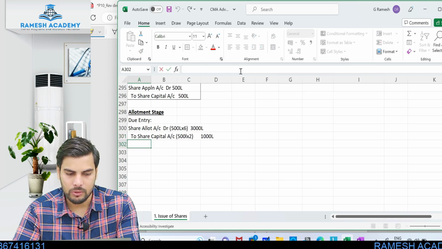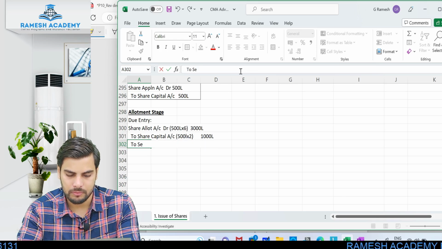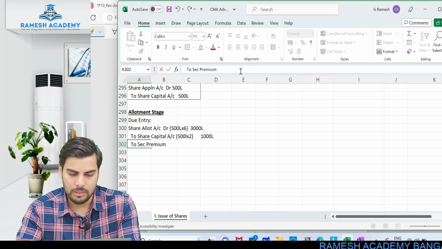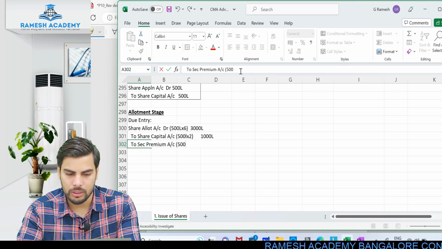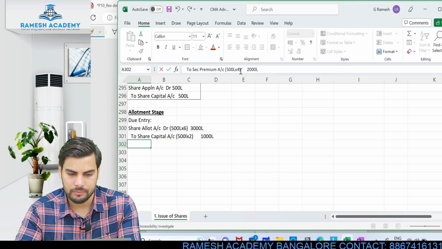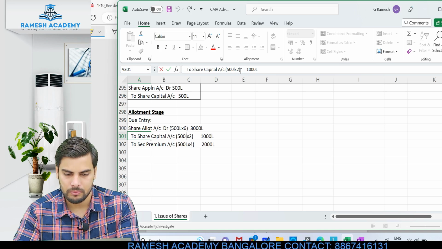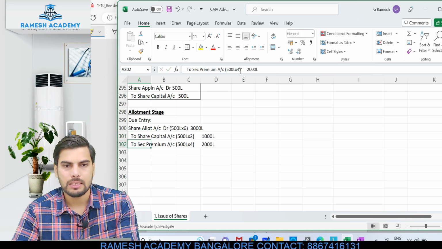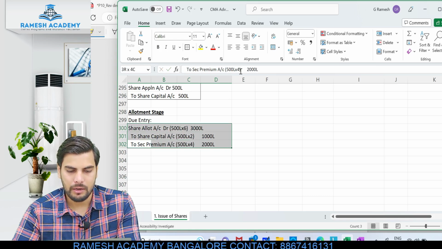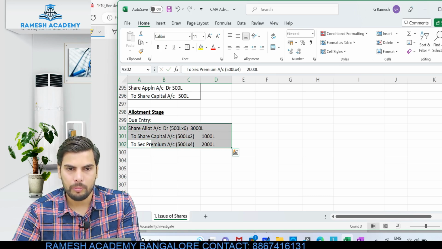And then to securities premium. How much is the premium over here? 10 rupees share. If I am collecting 14 rupees, 4 rupees will be the premium. So 500 lakh into 4, this would be 2000 lakh. This would be the securities premium. Is this clear? So this is the entry I'll be passing when the allotment money is due.